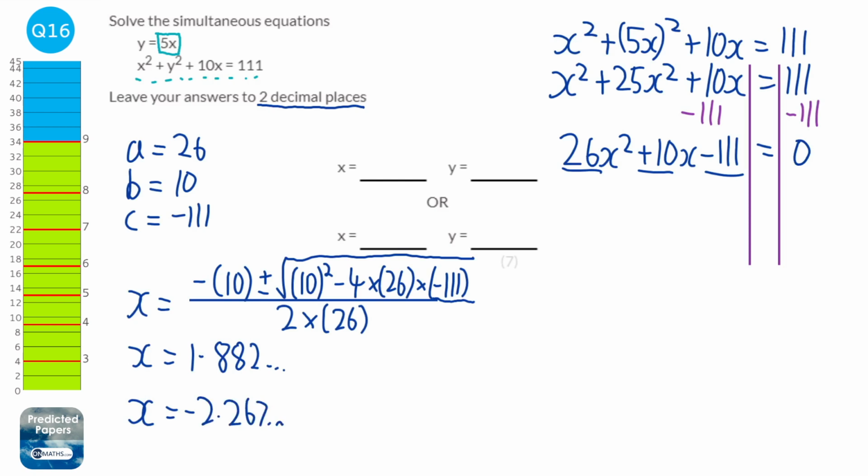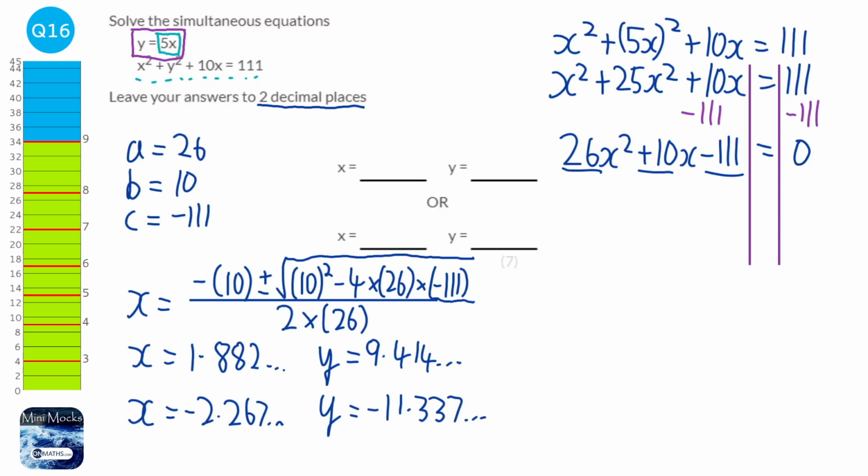Well, we actually have a really nice way of finding out the y value, because if you look at this first equation, it says that y equals 5 lots of x. So all we need to do is multiply these x values by 5. So we're going to times that first one by 5, and we get 9.414 and so on, times the second solution of x by 5, and we get minus 11.337 and so on. And so when we round those to 2 decimal places, which is what the question asks, we can have 1.88 and 9.41, and we have minus 2.27 and minus 11.34.